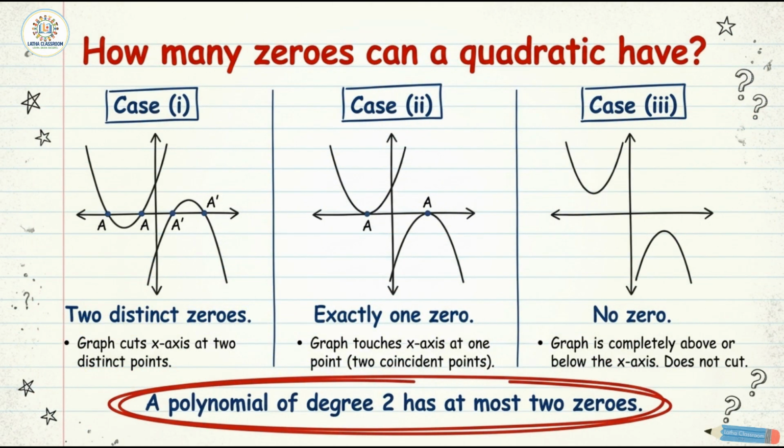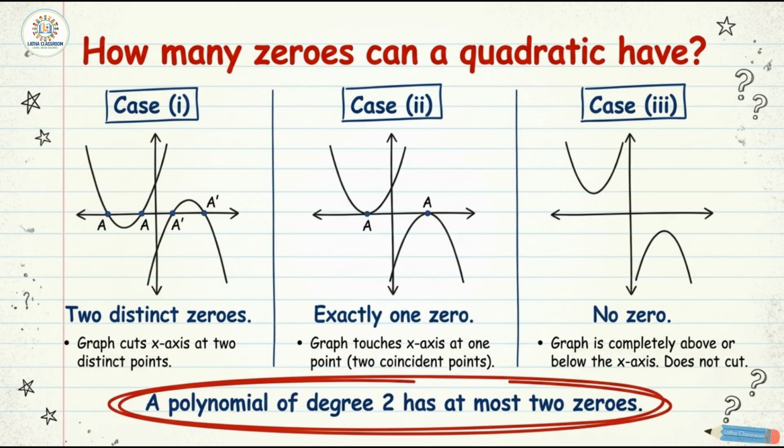How many zeros can a quadratic have? Here 3 cases are there. Case 1, case 2, case 3. Case 1. 2 distinct zeros. Graph cuts the x-axis at 2 distinct points. You can see the diagram.